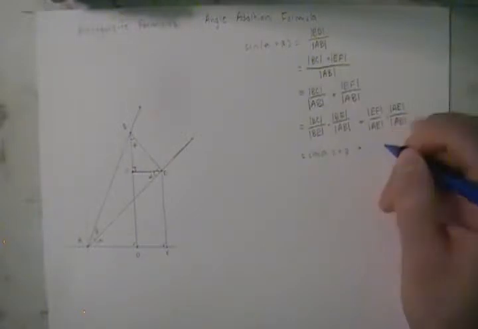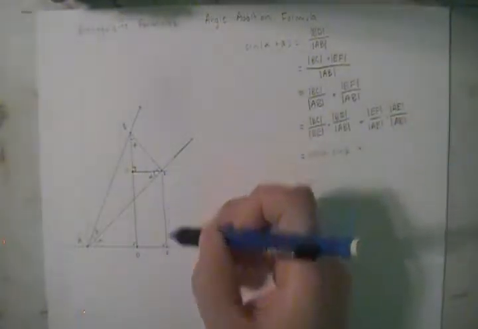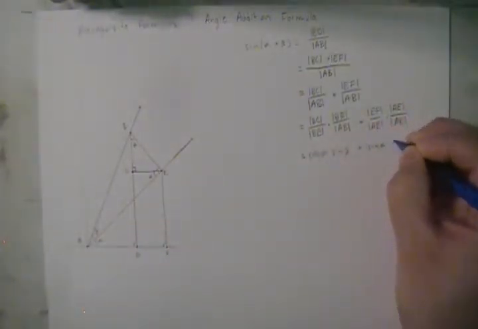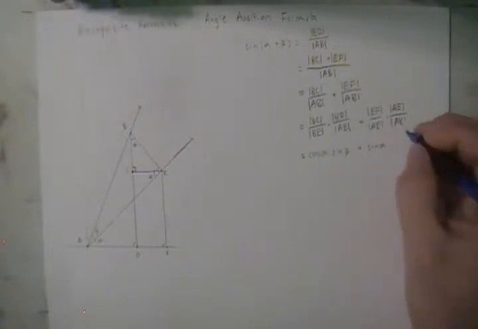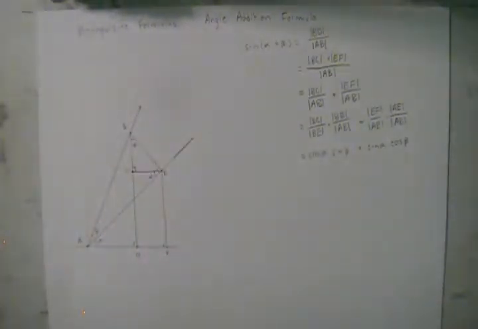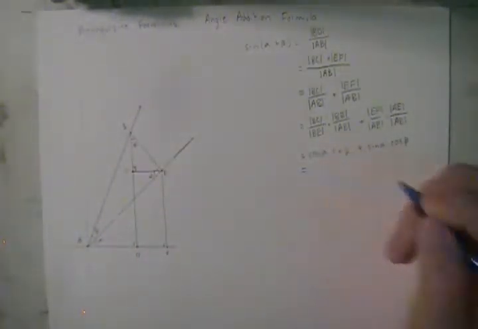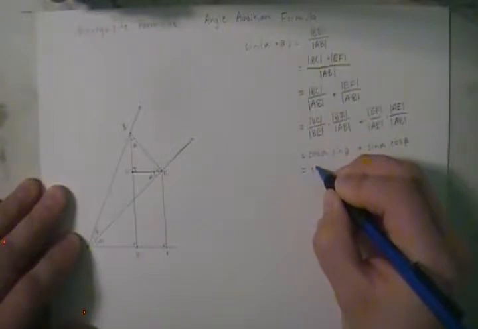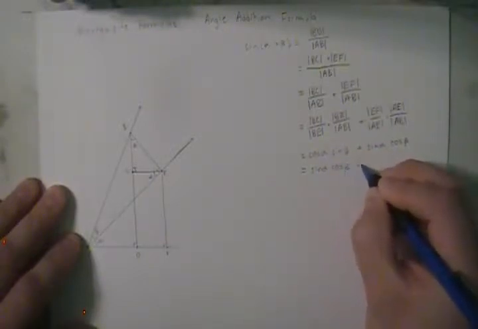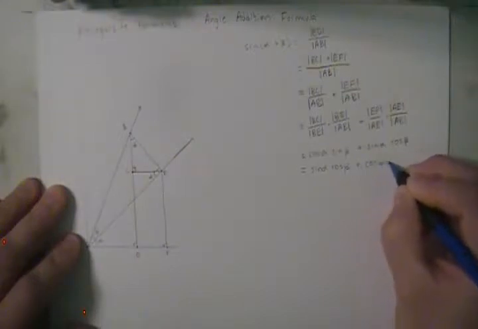And then that's going to be plus EF over AE. EF over AE is the sine alpha. And AE over AB is cosine beta. AE divided by AB. Right, and then I'm just going to flip it around. This will be sine alpha cosine beta plus cosine alpha.